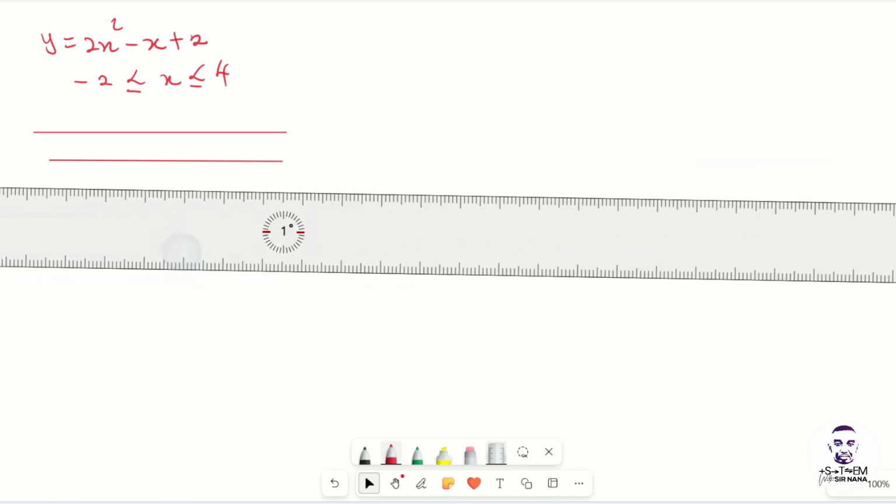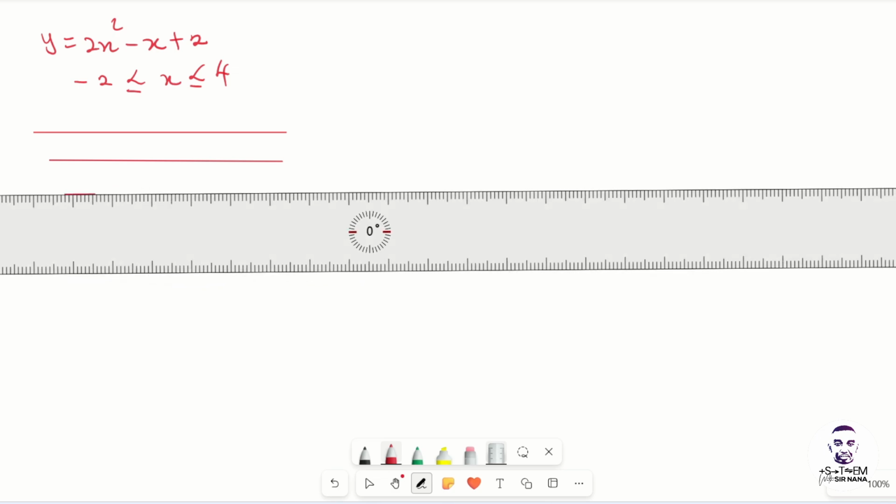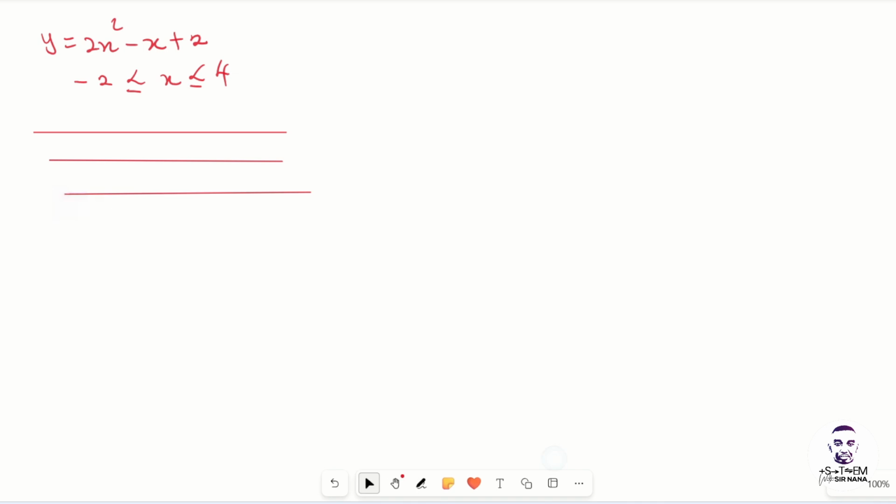Right, so we have our table. In the table, we'll look at our x values. For our x values, we have values from -2, -1, 0, 1, 2, 3, and then 4. And then we want to find our y.